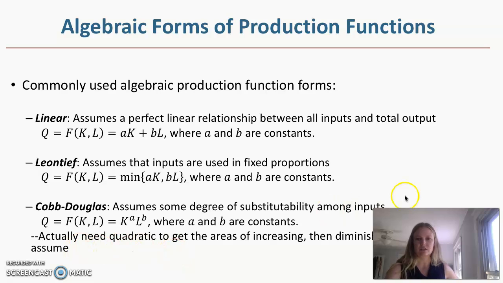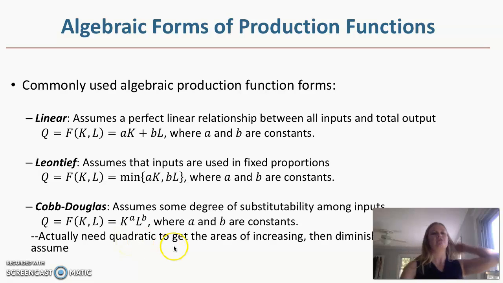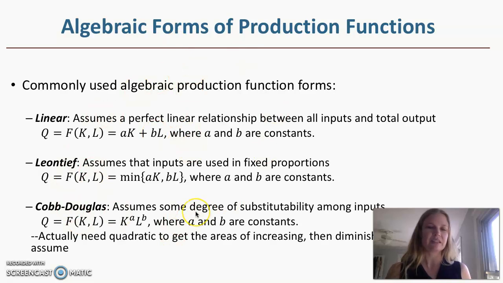Your book actually doesn't talk about this here, but you would actually need not a quadratic, a cubic functional form to get the areas of increasing and diminishing returns. So like, even though we talk about these, they're not the one that's behind the graphs we see.